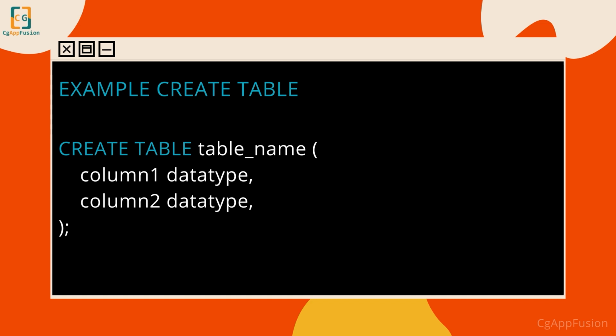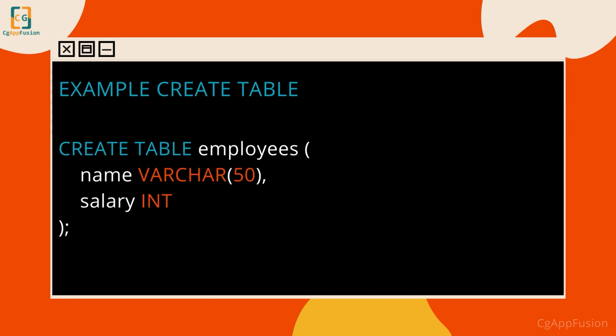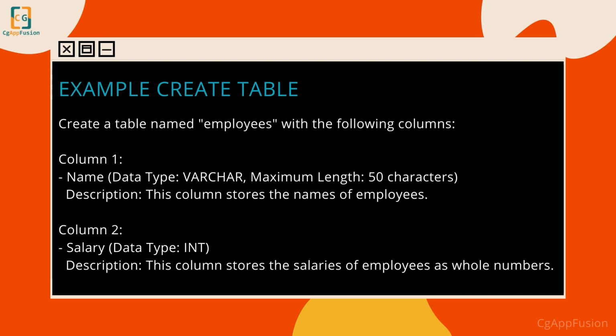So this code would look like this: CREATE TABLE employees, open parentheses, name VARCHAR(50), comma, salary INT, close parentheses, semicolon. Let's break down this code. CREATE TABLE names the table employees with the following columns.